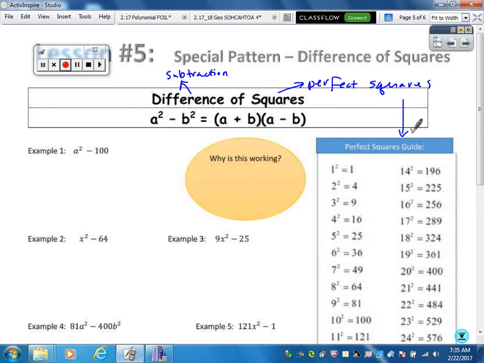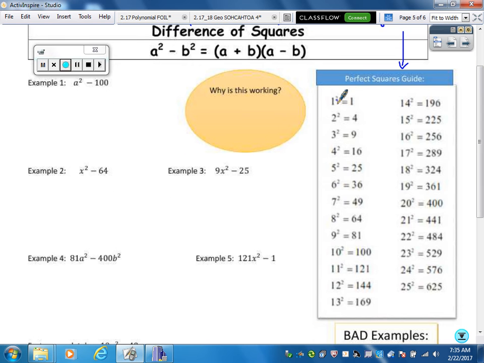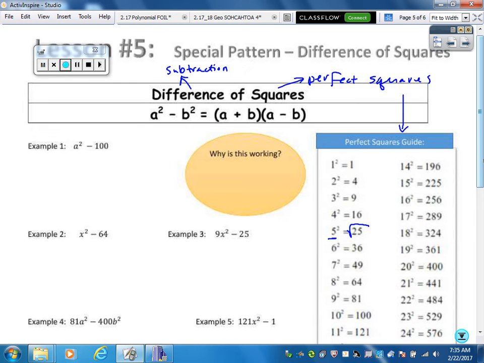Your perfect squares guide. So anytime you say 1 squared and get 1, or 2 squared and get 4, these numbers right over here, what they're equal to whenever you square a number, are your perfect squares. And that means if you take the square root of 1, you would get back to your original number right there. So here's how the pattern works.